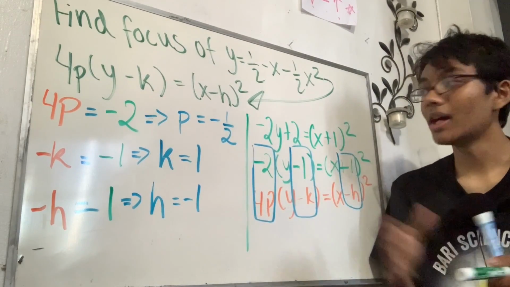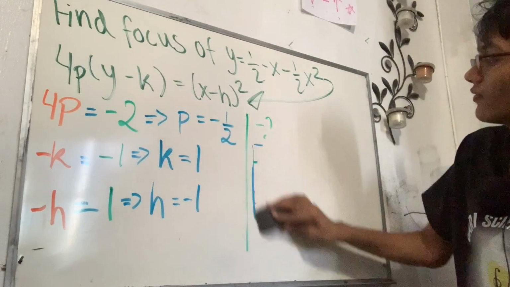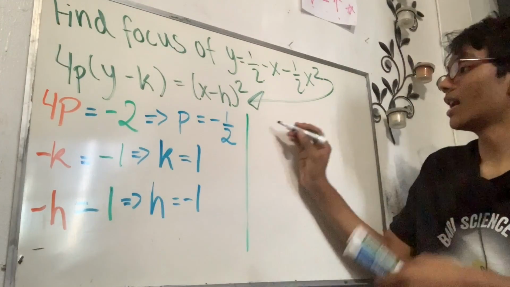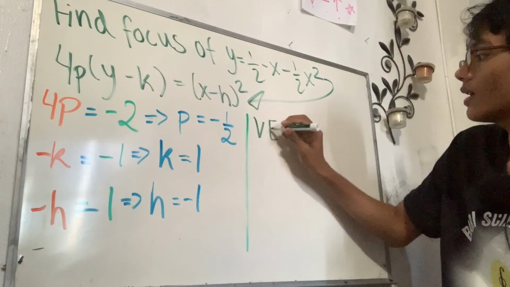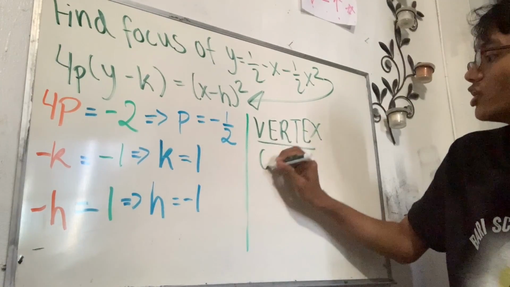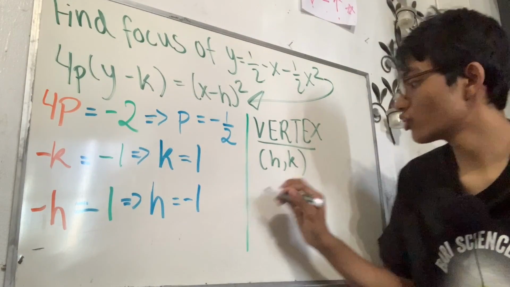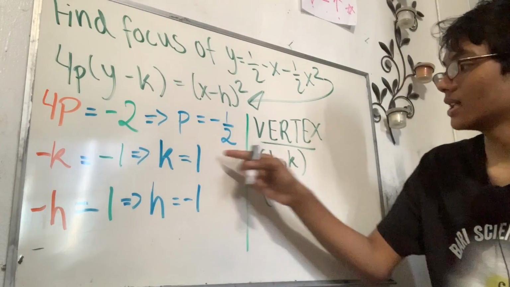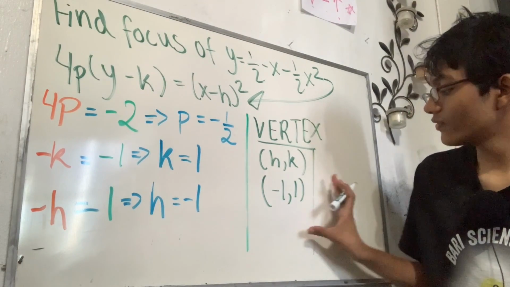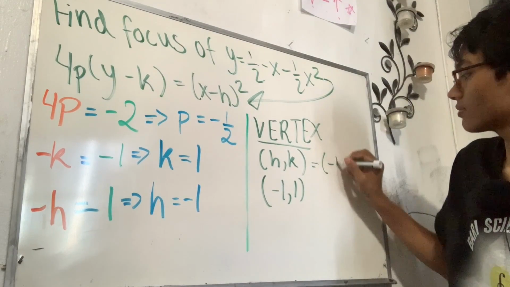Okay, now I know my p, k, h values. I'm ready to find my vertex and my focus. So let's go ahead and write these down. I know that my vertex, the vertex of my parabola, is going to be in the form of h comma k. And of course, what is my h? My h is going to be minus 1. What is my k? My k is going to be positive 1. So I know this is my vertex, minus 1 comma 1.